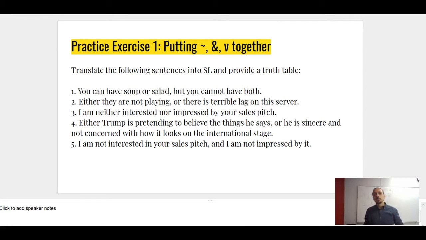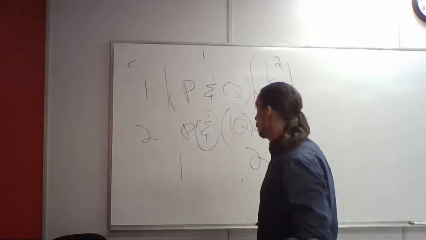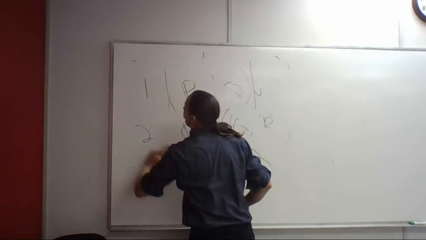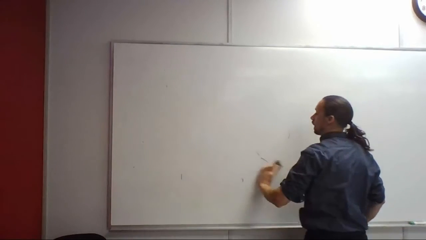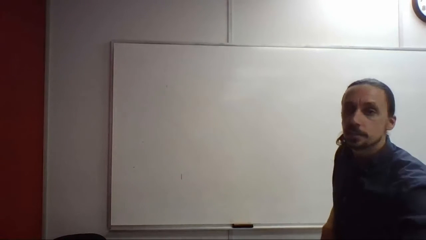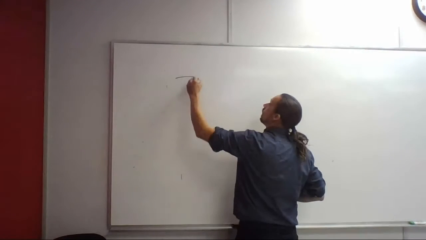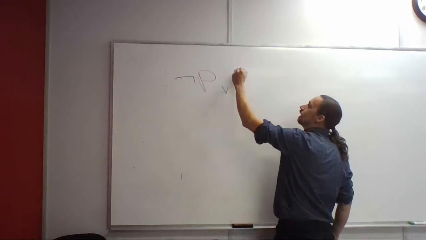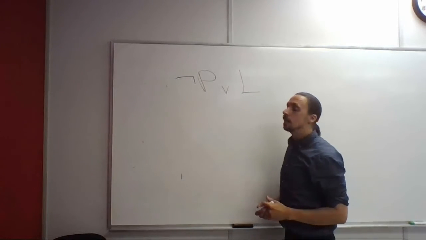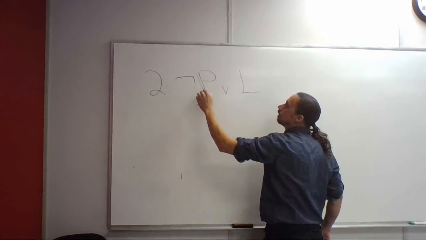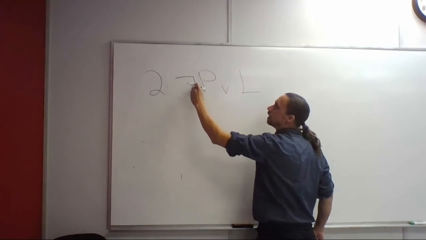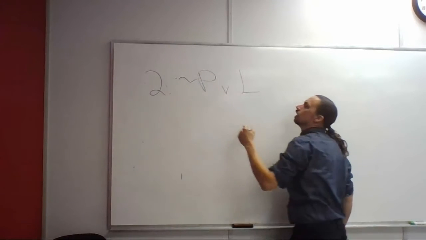So, number 2, either they are not playing or there is terrible lag on the server. That's pretty easy, so let's have a look. Here, "they are not playing" is a negated English sentence. So we're going to go: either it is not the case that they are playing, or there is lag on the server. So the answer would be not P or L. Tilde, not P, or L.